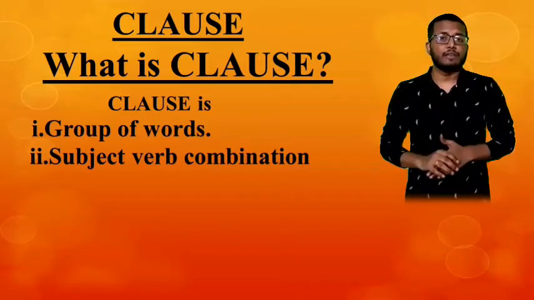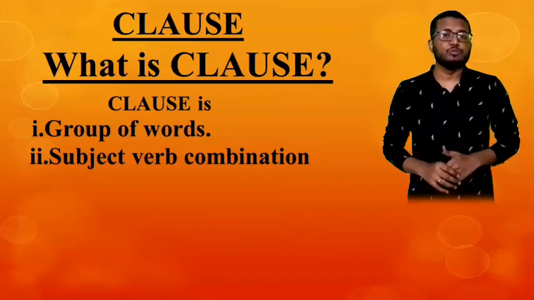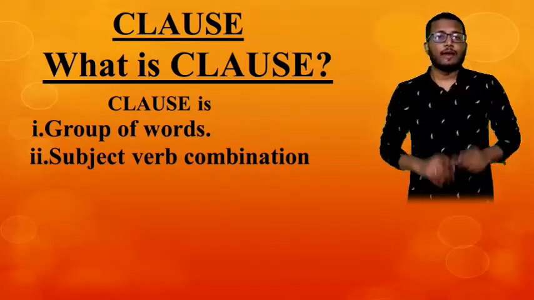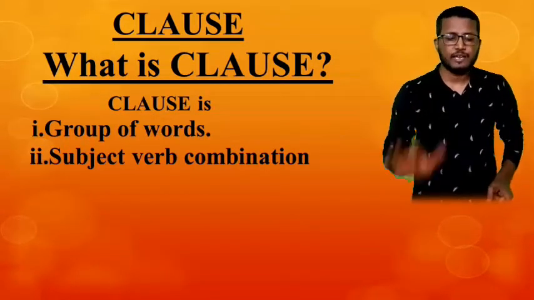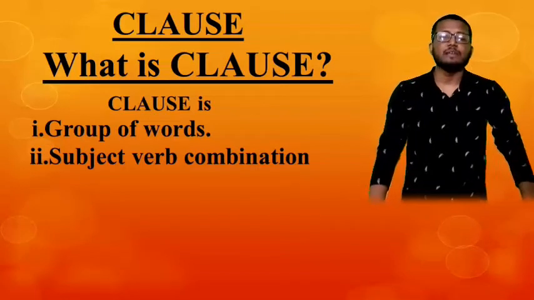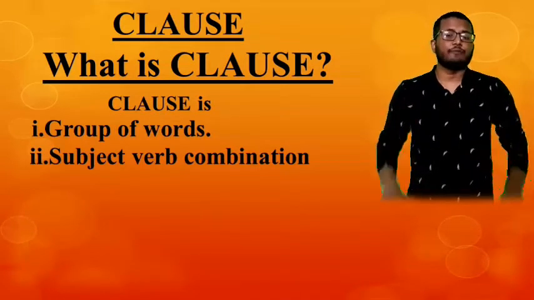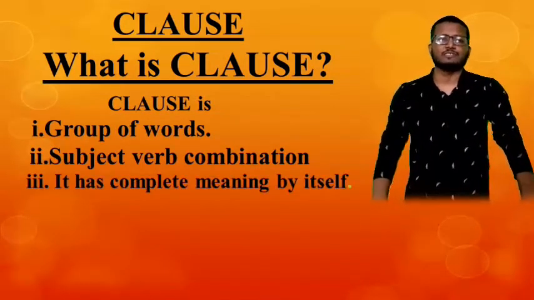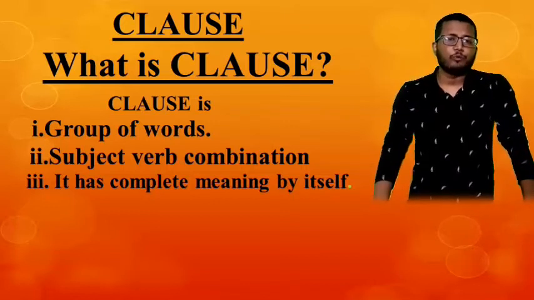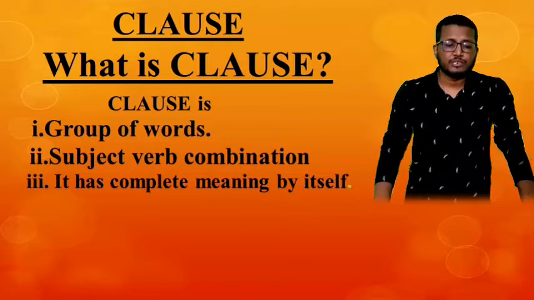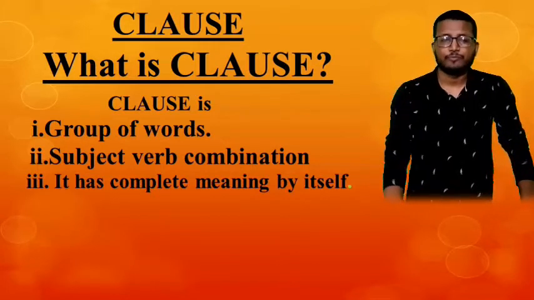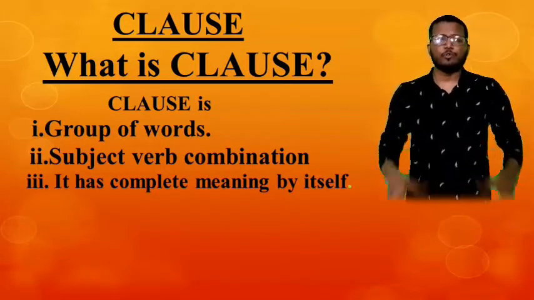It should have a meaning, and for having meaning you need a subject and a verb, and not only a subject and verb, a combination and relation should be there. Then it has complete meaning by itself. So you have got three characteristics. Number one, it's a group of words. Number two, a subject-verb combination should be there. And number three, it has complete meaning by itself. Now I am going to give you one example.